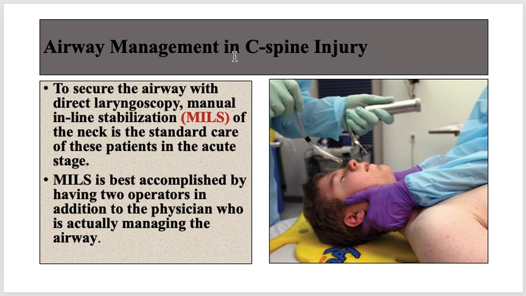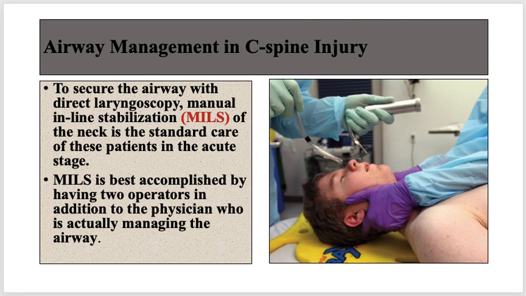Okay, so in C-spine injury, of course, in those cases, what would they do? They do manual inline stabilization. You can see he's holding the neck. What this person is doing, by the way, is keeping the spine straight in the midline, so that when they put in the endotracheal tube, the cervical spine will not be damaged.